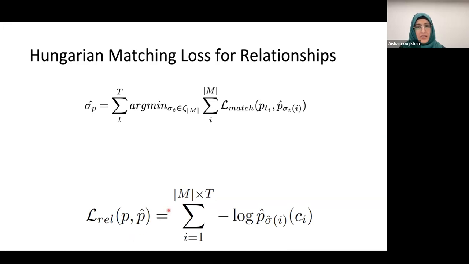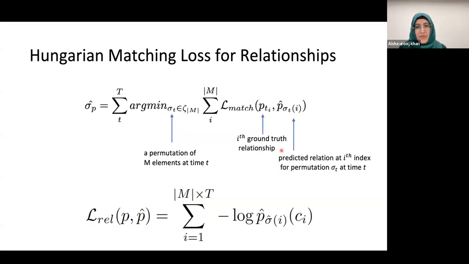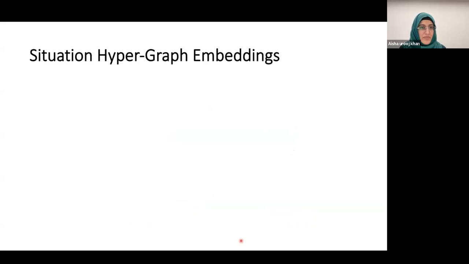It's very similar, actually exactly the same, for relationships. The only thing different is that now we are computing the cost for the set of relationships, and we have M relationships here. So we have a permutation of M elements at time step T. We take the ith ground truth relationship and compute the matching cost with the predicted relation at that index for permutation sigma T. Once we have found this optimal matching for the full video, we compute the cross entropy loss between the class labels and the predicted labels. So this is how we were computing the losses for actions and relationships.